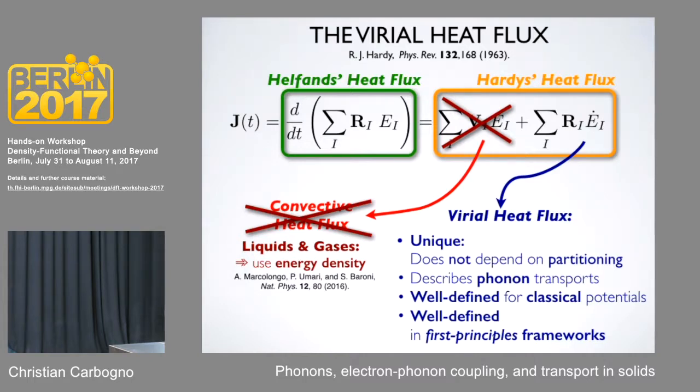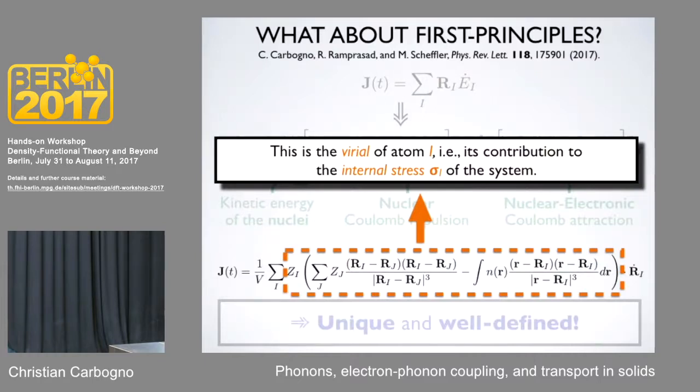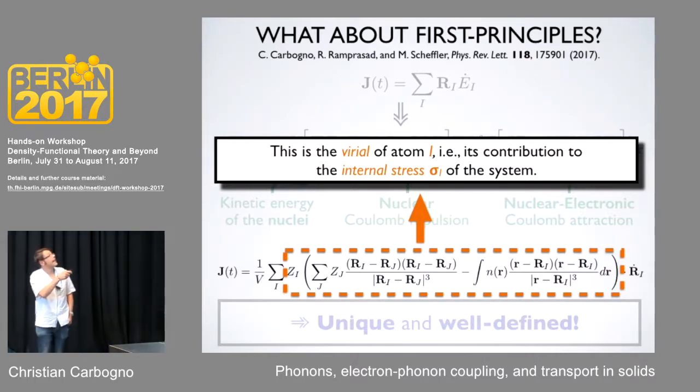What we actually will do is jump to the final result. What you get is that you can go over the Hellman-Feynman theorem, do your derivatives, and then you get an expression for the heat flux also in this first principle approach.